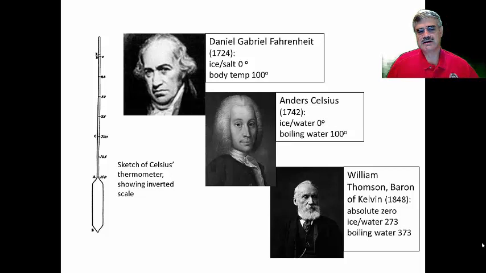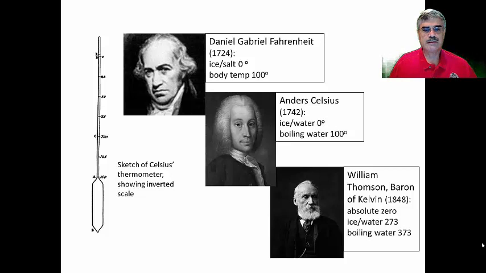Others after him finalized on the current scale, which has 32 degrees as the temperature of just ice and water, and the boiling of water at 212 degrees. As a consequence, body temperature then became approximately 100, but actually 98.6 degrees. So the result is 180 degree steps or divisions between the freezing point of water and the boiling point of water.